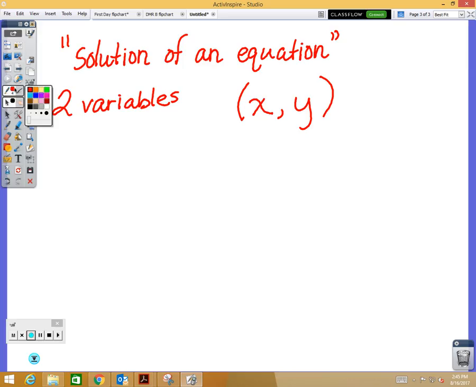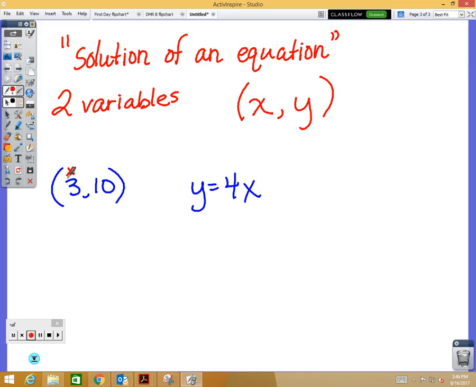So, for instance, my first part is going to be, is 3, comma 10 a solution of the equation y equals 4x? How would I figure out if 3, comma 10 is a solution of the equation y equals 4x? What do you think I should do, Skylar? Substitute. Now, the very important thing here is that you're substituting the correct number in the correct spot. So we have to remember always that the first number is the x and the second number is the y. Always. Even back in 4th grade, when you were doing the coordinate plane, it was still x, comma, y. It always is. So if we substitute, we get 10 equals 4 times 3. So is it a solution? No.